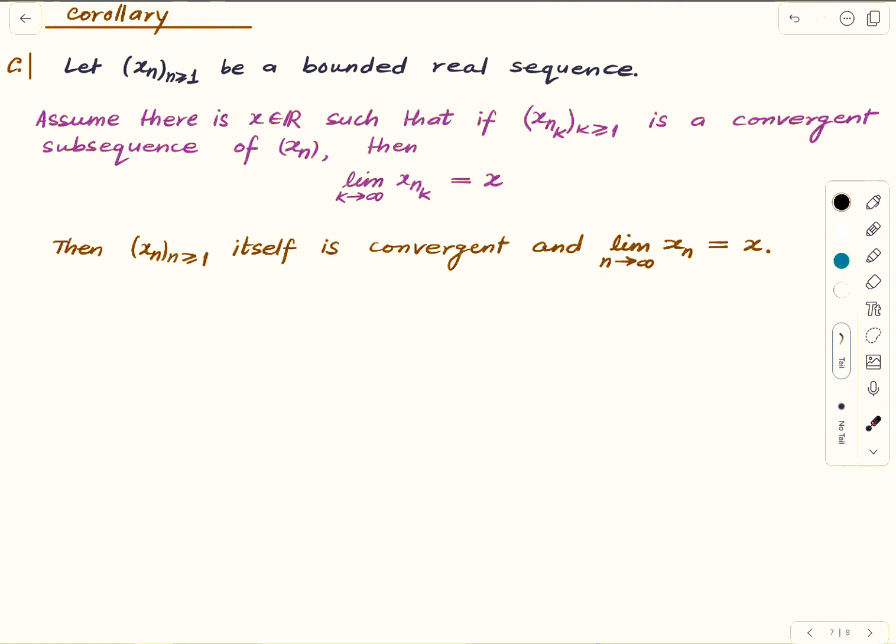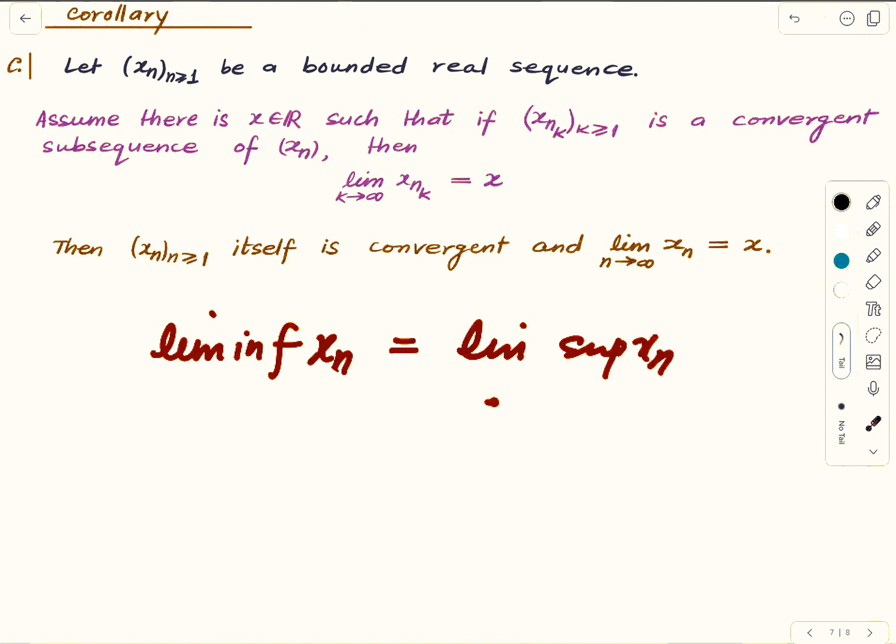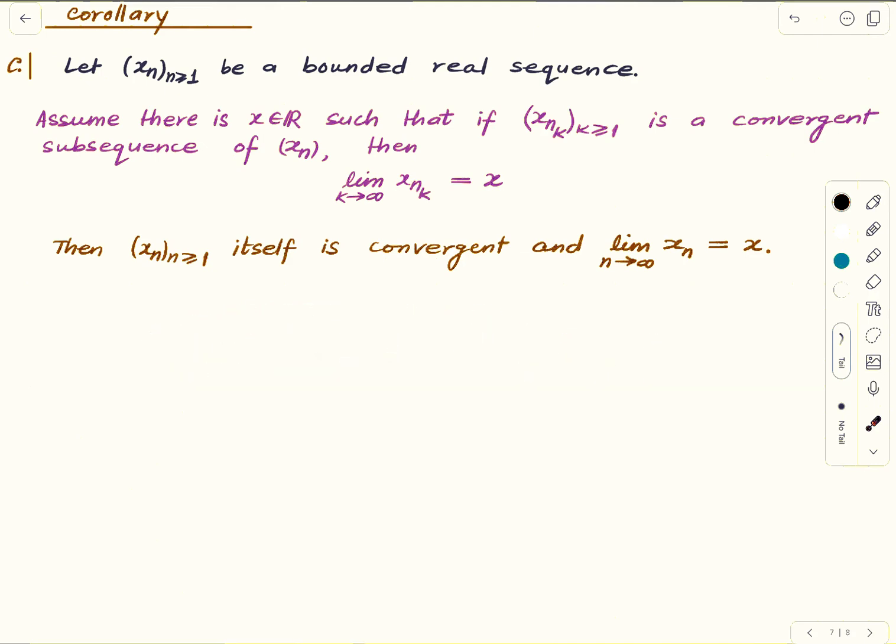So what we saw in the previous lecture is that if lim inf equals lim sup, then the sequence converges. We are talking about a bounded sequence. And further, the converse is also true. If the sequence is convergent, then this happens. So this was a reformulation of convergence. All right. So these things are very useful.